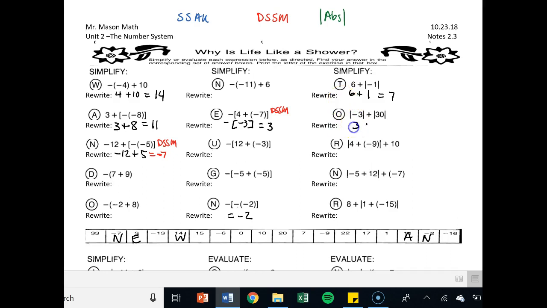We know that is just 3 plus the absolute value of 30. We just know that's 30. That gives you 33. So I'm going to put an O on 33 right at the beginning there.